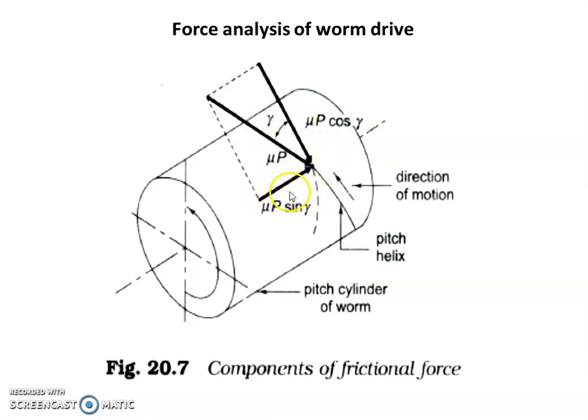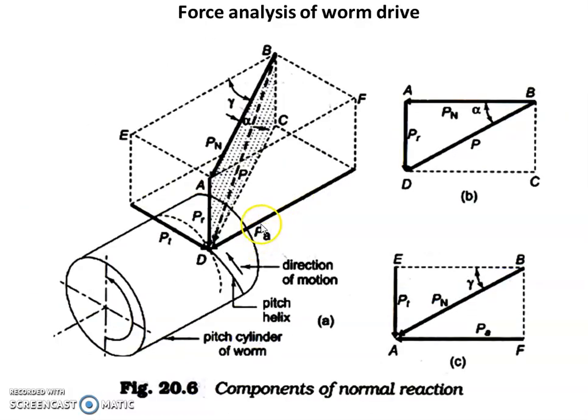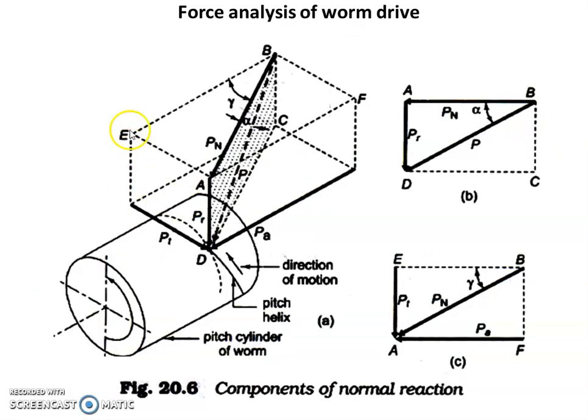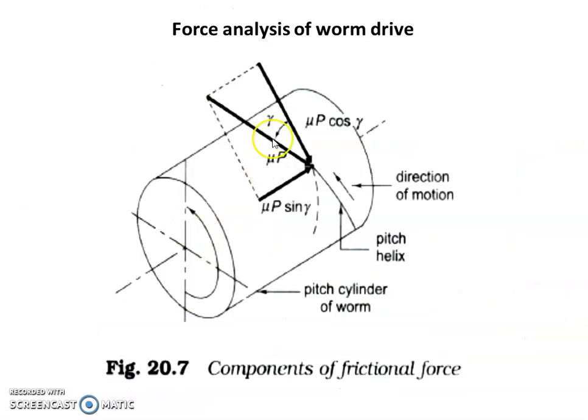Now if we observe, mu p sin gamma is in the opposite direction to the axial component of force. If we refer to this figure, this is the axial component of force, and mu p sin gamma, shown here, is opposite to that. At the same time, if we join this line ED, which is the resultant of the radial component of force and the tangential component of force, then mu p cos gamma is in the same direction as ED, on this diagonal.